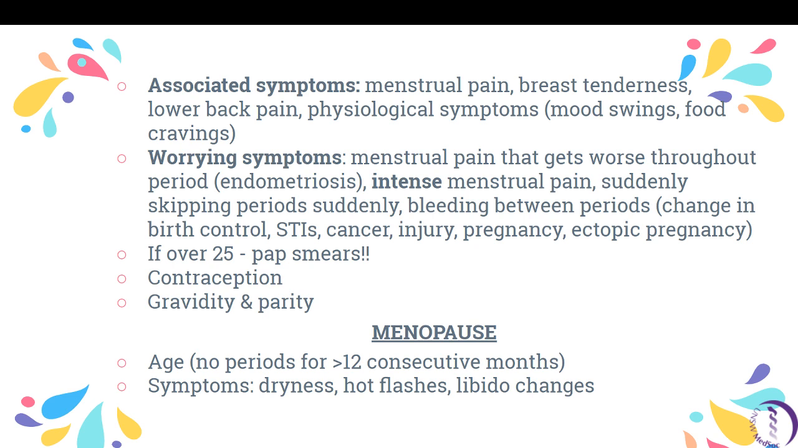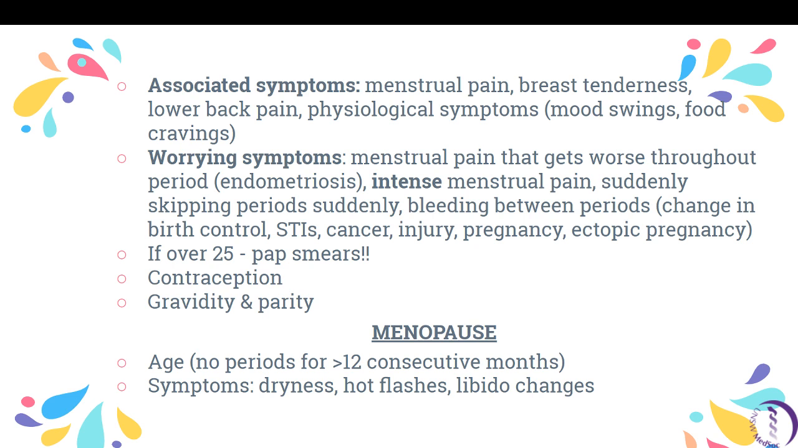If they suddenly skip periods, I mentioned that twice, but if they're suddenly skipping periods, or if their period used to be regular but now all of a sudden it's not, that might be a sign that something might be going on. If they have bleeding between periods, that's a really red flag sign.